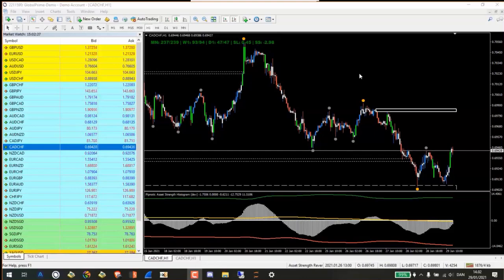It's a really nice way to trade because it enables you to know when you should be trading and know when you should be sitting on your hands.